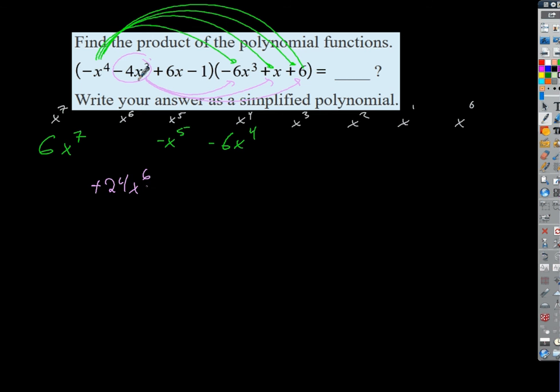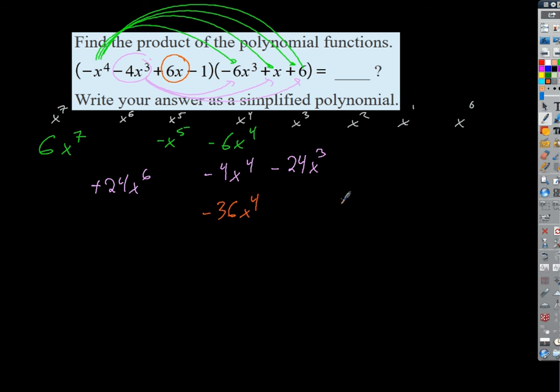So negative 4x cubed times positive x is what? Negative 4x to the fourth. Everybody agree? Negative 4x cubed times positive 6 would be negative 24x cubed, right? Now let's distribute the 6x. 6x times negative 6x cubed. That'll be negative 36x to the fourth.